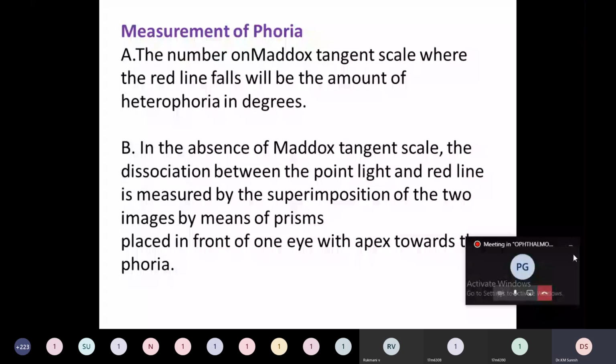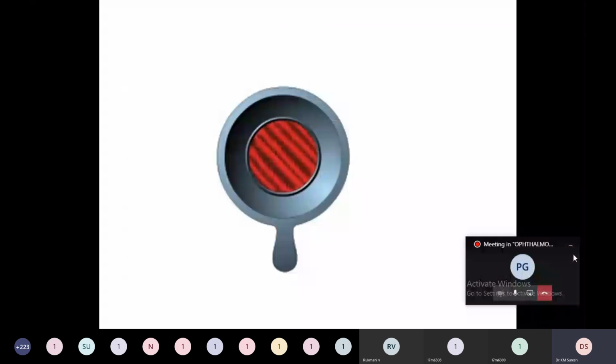This is the Maddox tangent scale where the numbers are indicated, and the numbers only tell us the degree of deviation of the eye. This is the picture of the Maddox rod which you are required to write down in an examination. Next time when you see a trial lens set or trial lens frame, you can identify this Maddox rod, which has got red cross cylinders arranged parallel to each other. They are bound in a metallic disc.